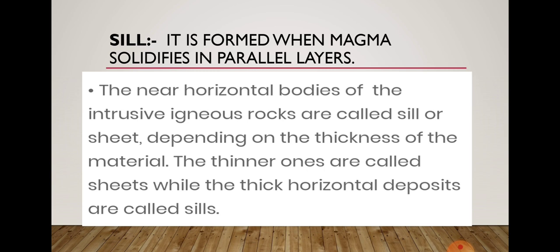The sill is formed when magma comes out from the magma chamber and solidifies in parallel layers of the earth's surface. A near-horizontal body of intrusive rock is called a sill, or a sheet, depending on the thickness of the material. When the magma solidifies in a very thin layer, it is called a sheet. But when the magma solidifies in thick horizontal deposits, that is called the sill.